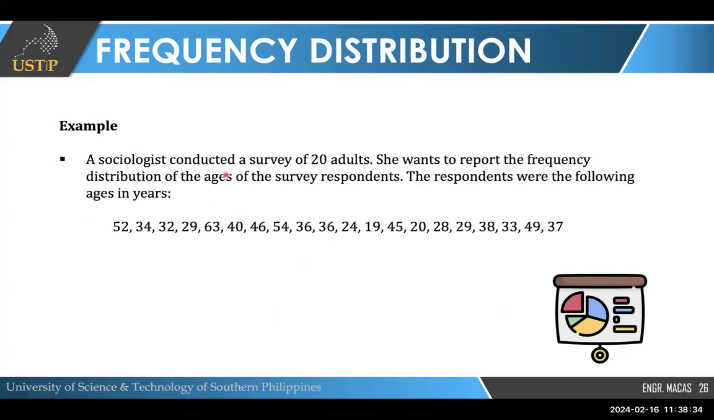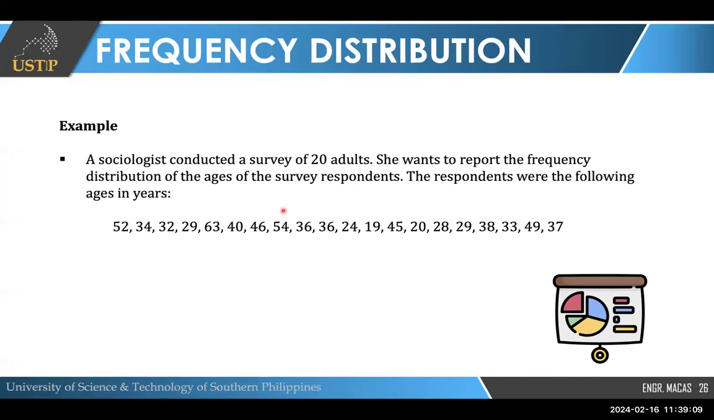A sociologist conducted a survey of 20 adults. She wants to report the frequency distribution of the ages of the survey respondents. The respondents were the following ages in years: 52, 34, 32, 29, and so on. So there are 20 adults. Of course, if it's 20, you can do it manually. But if you have a larger data set, you can use Excel to arrange it from lowest to highest or highest to lowest, so it's easier to create the intervals. In this case, it's only 20, so it's easy.